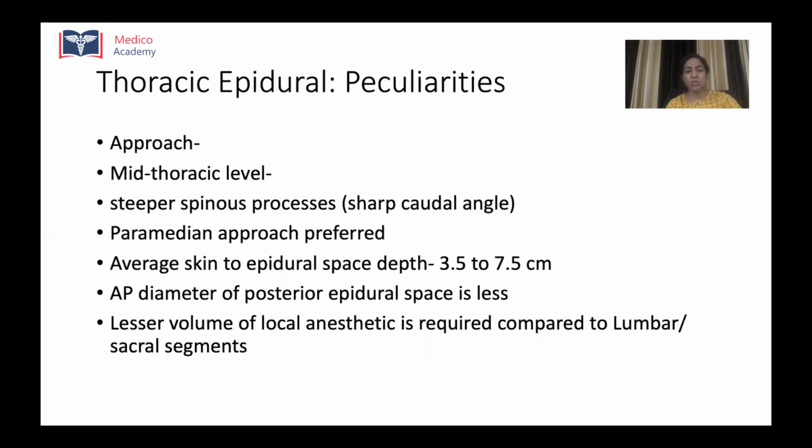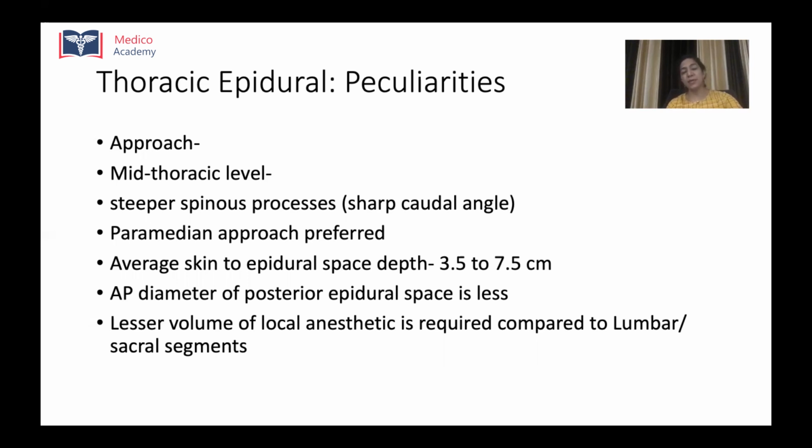Now, the approach to the thoracic epidural is different from the others. So, in mid thoracic level, the spinous processes are steeper. So, there has to be a sharper and a more caudal angle of insertion. Also, paramedian approach is preferred rather than median approach. The average skin to epidural space depth is about 3.5 to 7.5 centimeters, and AP diameter of the posterior epidural space is less. Likewise, since the AP diameter is less, lesser volume can be accommodated.